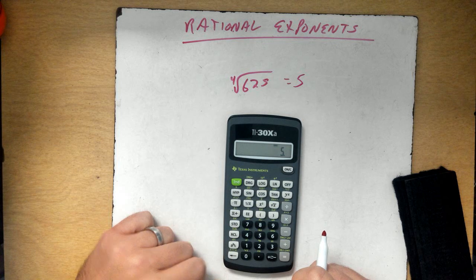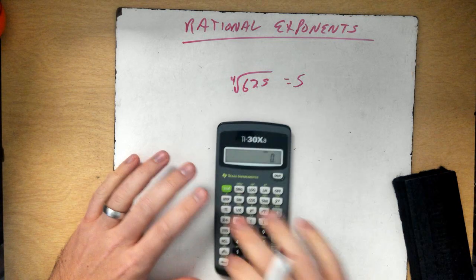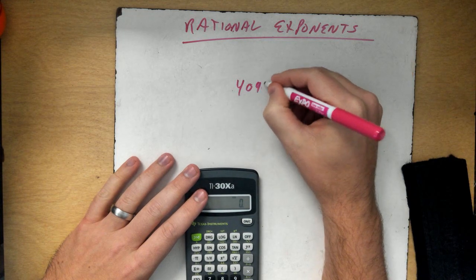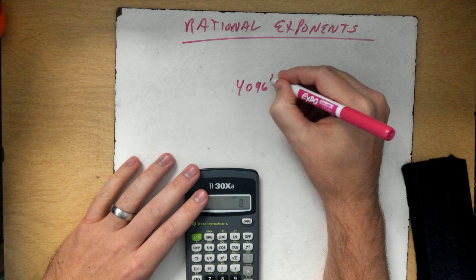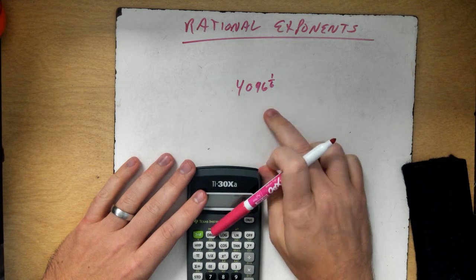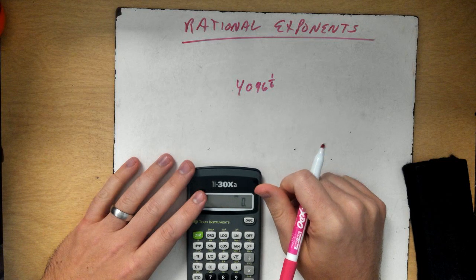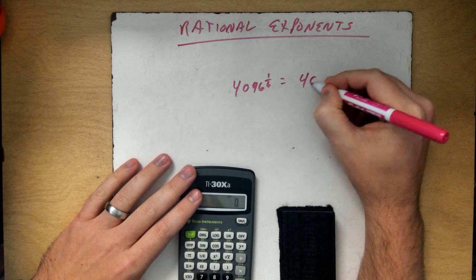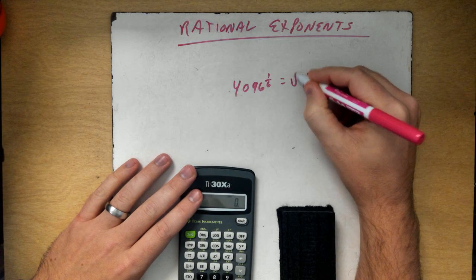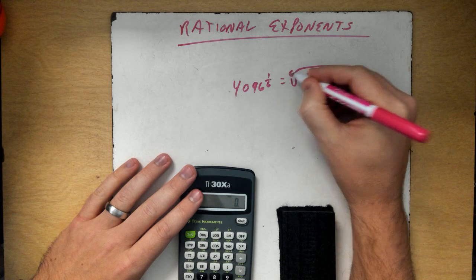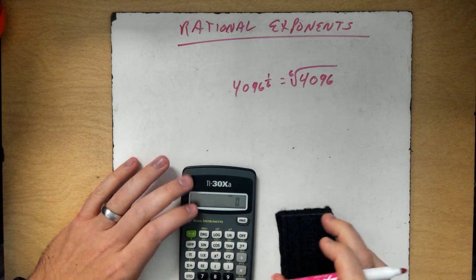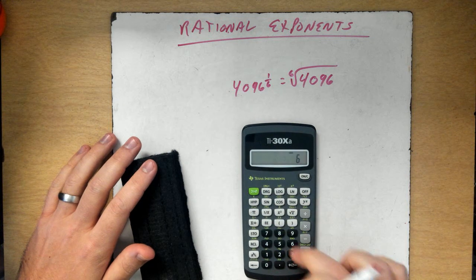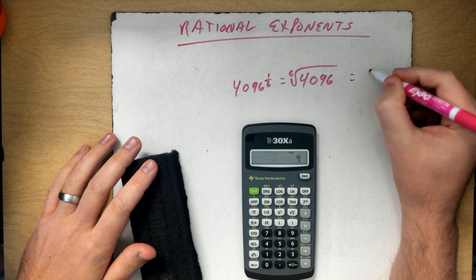Okay? All right. Now, what if we give you something like 4,096 to the 1/6 power? Remember, to the 1/6 power, we can convert that. Let's go ahead and convert it first to a radical. So that's the same thing as 4,096, and remember our 6 here goes right here in front, so it's the sixth root of 4,096. So we enter 4,096, then second, this sixth root, and it equals 4, okay?